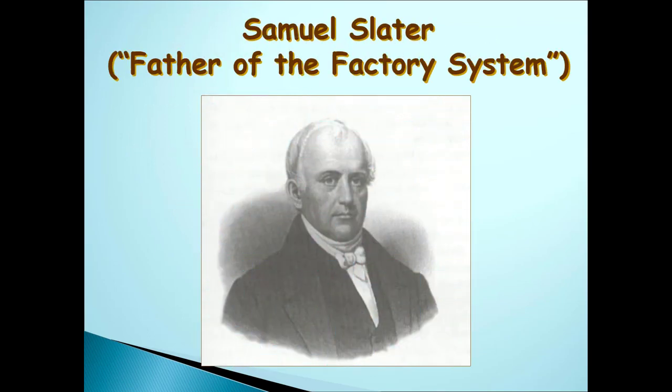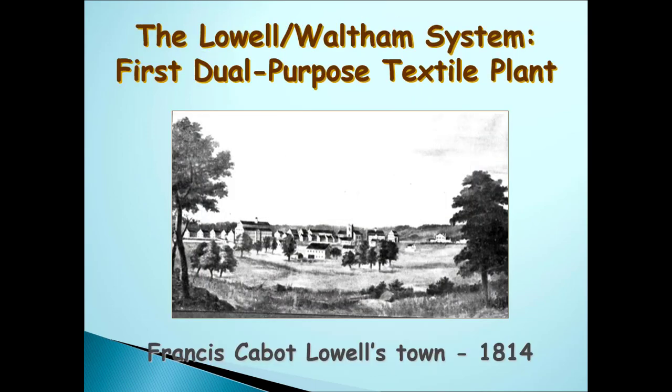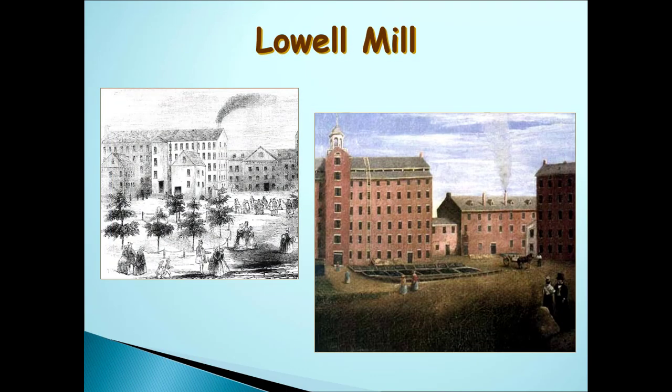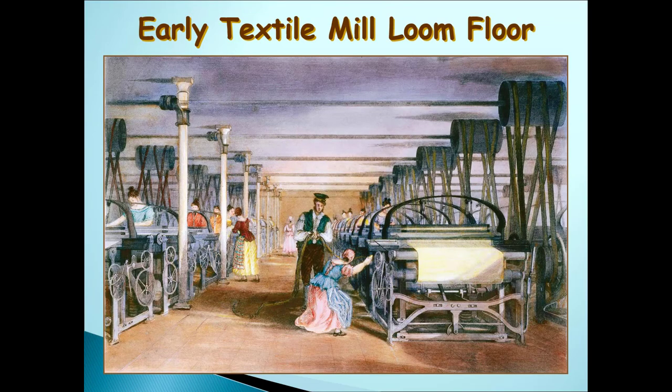Samuel Slater is called the father of the factory system because he kind of pioneered it. The Lowell-Waltham system was the first dual-purpose textile plant, and by this, we'll get into it just in a second. This is supposed to be a picture of Francis Cabot Lowell's town in 1814, because he built a town around his little factory. And it grew and grew. The Lowell Mill, and these houses on the right of your screen would be dormitories. Now, dormitories, why would you need dormitories? Because he would go out into the local farming areas and recruit workers, predominantly young female workers.